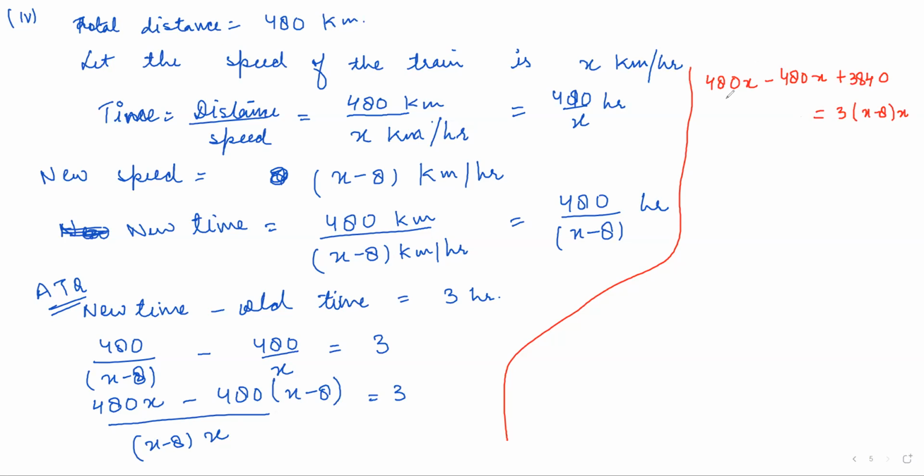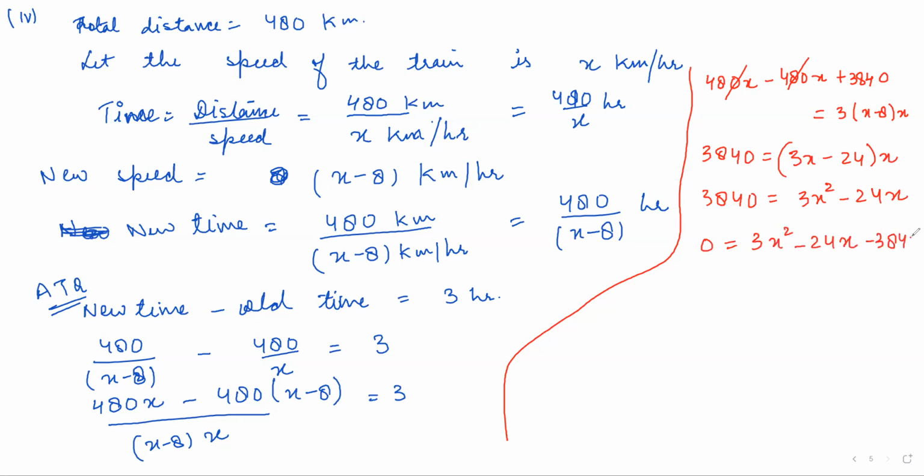Okay, I think 480x will cancel out. So I only have 3840 is equal to, now just multiply 3: 3x square minus 3 into 8, which is 24x. So 3840 is equal to 3x square minus 24x. You can keep everything on one side. So 0 is equal to 3x square minus 24x minus 3840. That's the required quadratic equation.